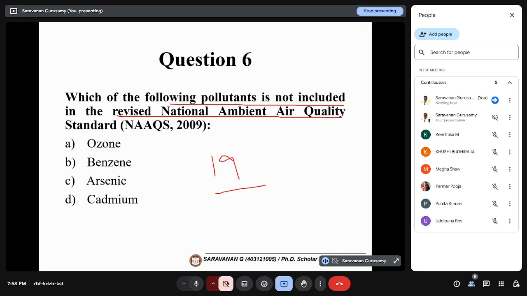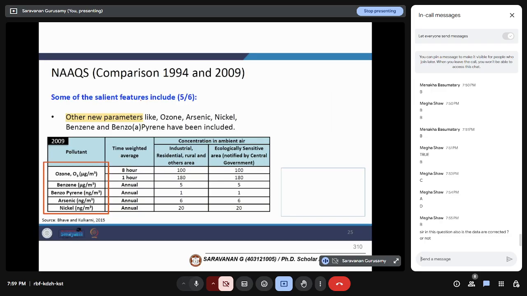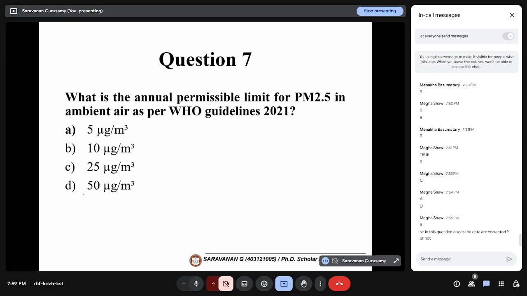Which of the following pollutants is not included in the revised National Ambient Air Quality Standard? Earlier it was the 1994 standard, and then it was revised in 2009. But still, which is not included? Ozone, benzene, arsenic, and cadmium. The answer is cadmium. The old 1994 standard only had particulate matter and so on. Now we have introduced other new parameters like ozone, arsenic, nickel, benzene, benzo(a)pyrene, that is BaP. These are all included as new pollutants in the 2009 NAAQS. But still, cadmium is not an air pollutant included in the NAAQS.